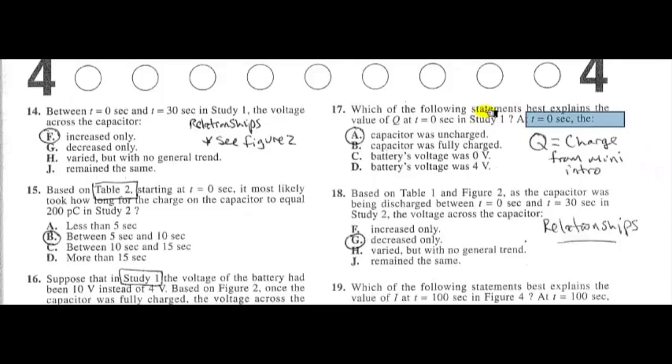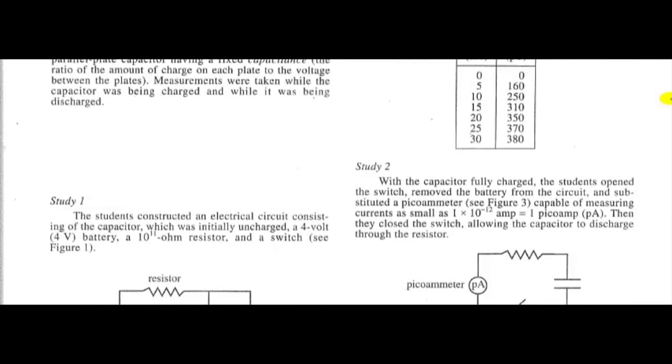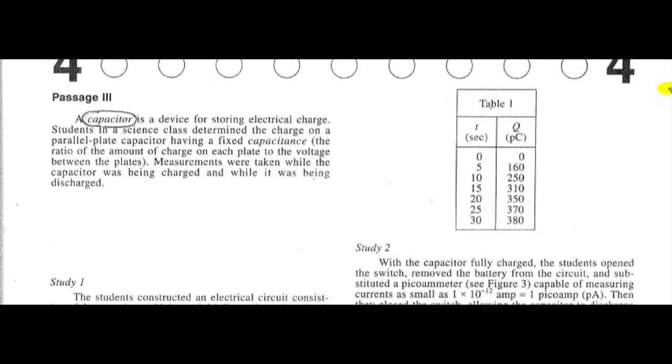So let's continue going back into Study 1 and find Table 1 right here. Here is t, and here is t equals 0. So what happens? T equals 0, what happens? The Q is 0. And what is Q? Q is the charge on the capacitor. So when the time is 0, the charge on the capacitor must also be 0.